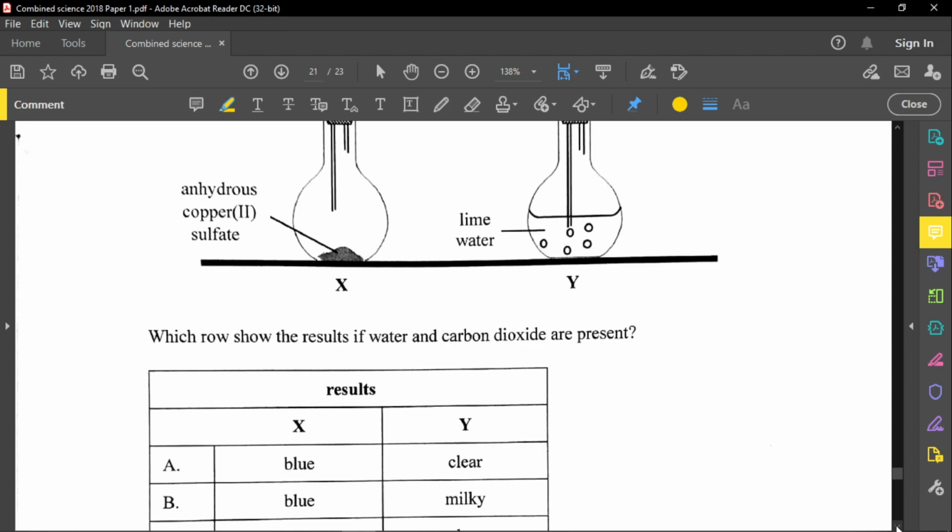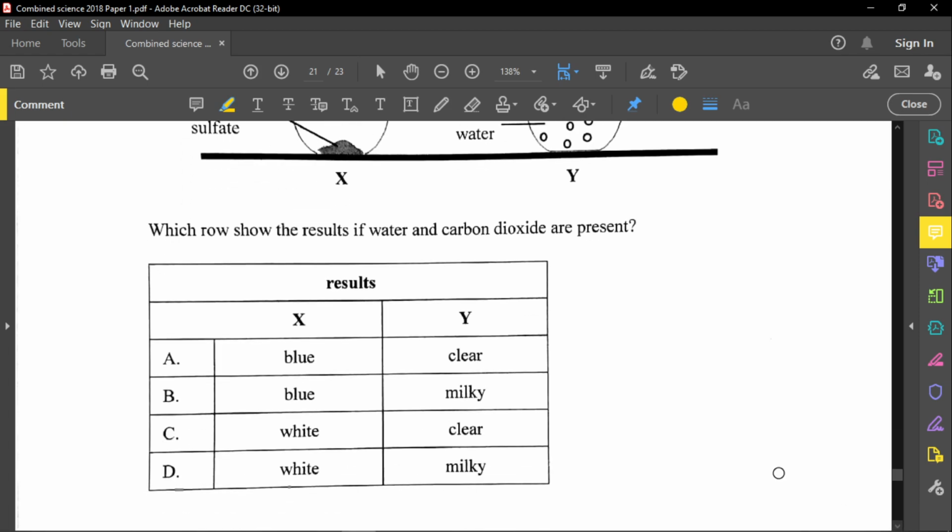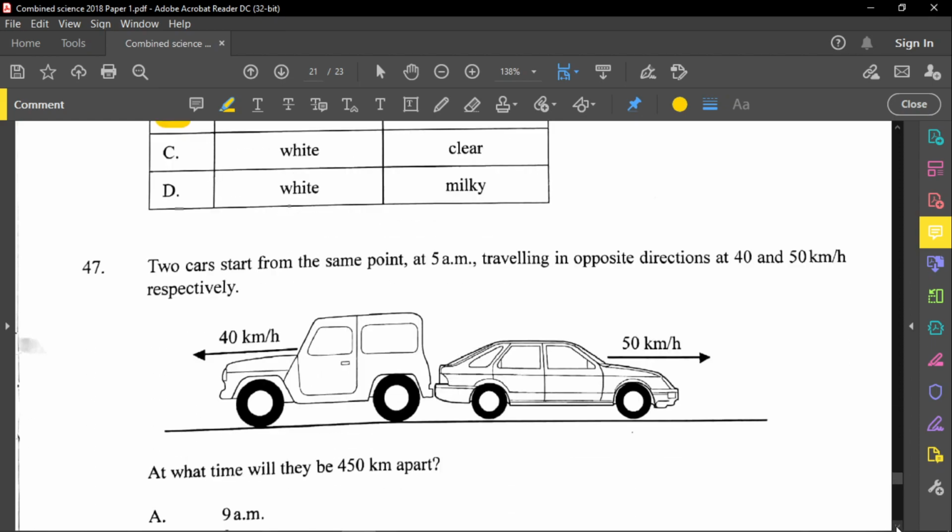So our answer there will definitely be B, without even going any further. The X, which is the copper sulfate, will become blue, and then lime water will be milky. So B is our answer right there.